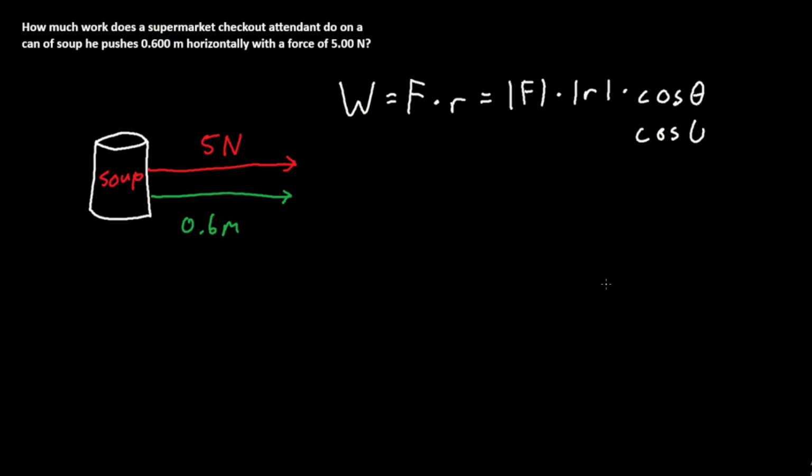which is also equal to the magnitude of force times the magnitude of displacement times the cosine of the angle between the two vectors. Since these two vectors are going in the same direction, cosine of 0 occurs, not cosine of theta. Cosine of 0 occurs because the angle between them is 0. They're both going in the exact same direction. So our entire formula for work is just the magnitude of force times the magnitude of displacement. And we're already given that. So the magnitude of force is 5 newtons times the magnitude of displacement, which is 0.6 meters. Therefore, work is equal to 3 joules.